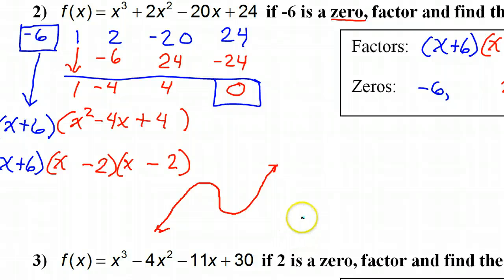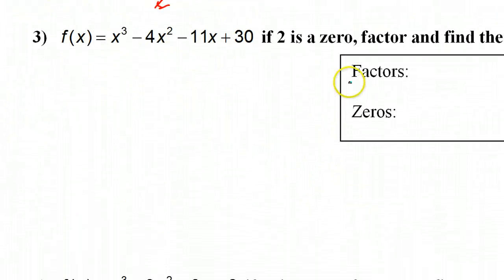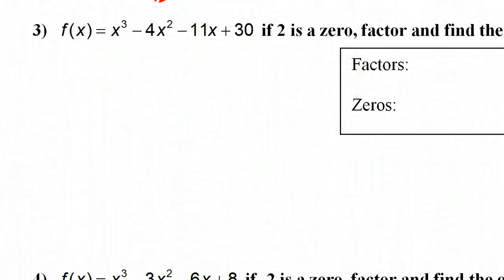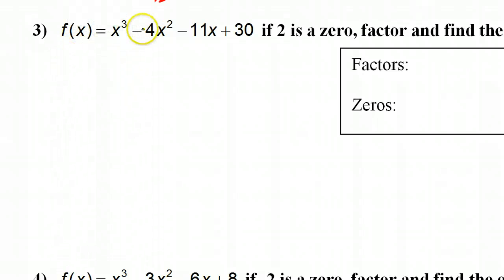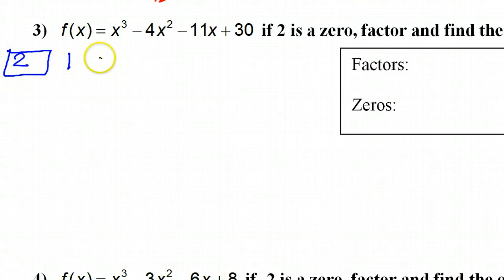Anyways, let's move on. We don't have time to do that on every problem. But I thought it was worthwhile to do it once. But I'm going to go a little quicker, otherwise I'm going to be here all day long. So 2 is a 0, so we'll put that in the box. And then the coefficients are 1, -4, -11, 30.